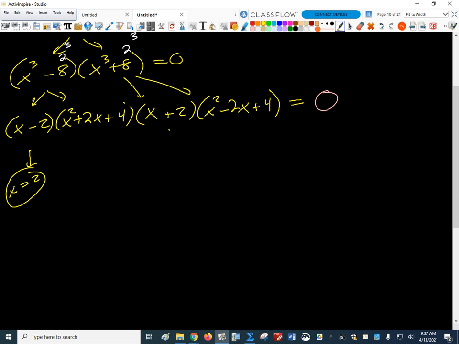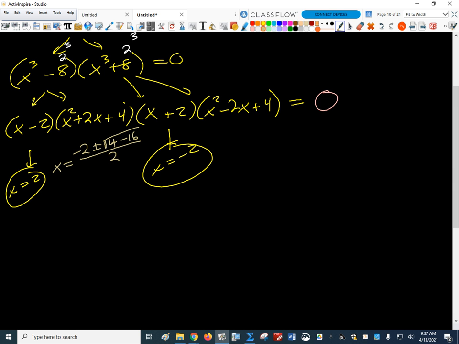x equals 2. x equals negative 2. And from here, I can just apply the quadratic formula and get 2. We should probably do it. I'll go through it fast. So if I apply the quadratic formula here, what's going to happen? I'm going to get x equals negative b, so negative 2, plus or minus the square root of b squared minus 4ac, so minus 16 over 2.